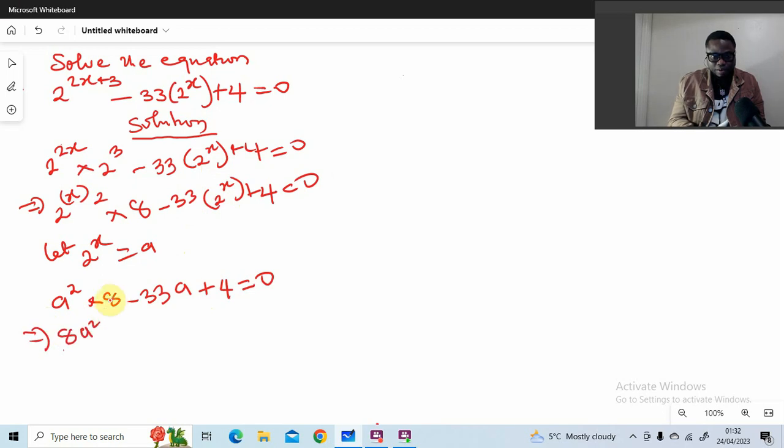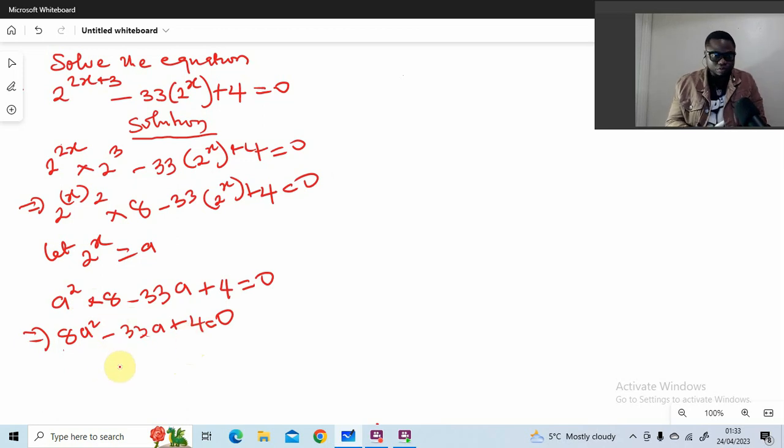So this is the same thing as 8a squared. I'm multiplying 8 by a squared. That will give me 8a squared minus 33a plus 4 is equal to 0. Yeah, I'm already obtaining a quadratic equation. That 4 is the quadratic constant.